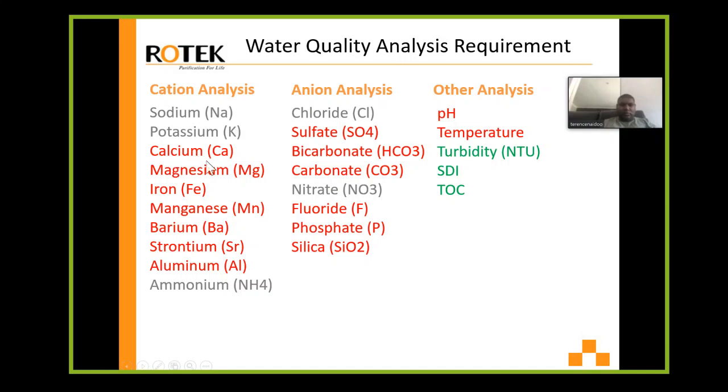Okay, so the red marked things are the things that will cause fouling: calcium, magnesium, iron, manganese, barium, strontium, aluminum, sulfate, bicarbonates, carbonates, fluorides, phosphate, silica. Those red things can cause fouling and scaling issues. The gray items do not cause any harm to the membrane, but we still need this data because we need to balance the overall ions in the water to make sure the water is correctly balanced.